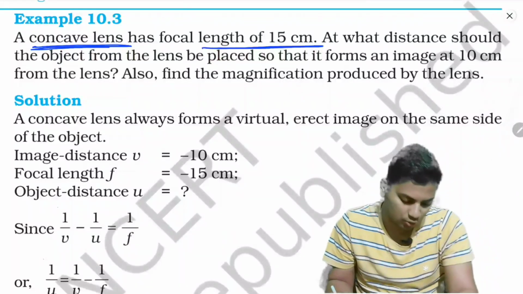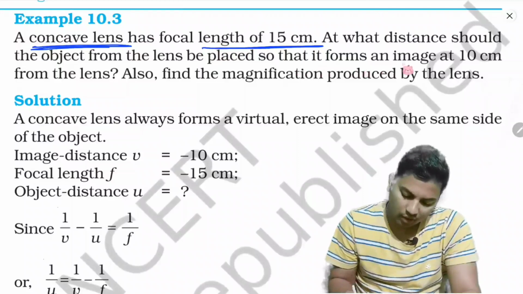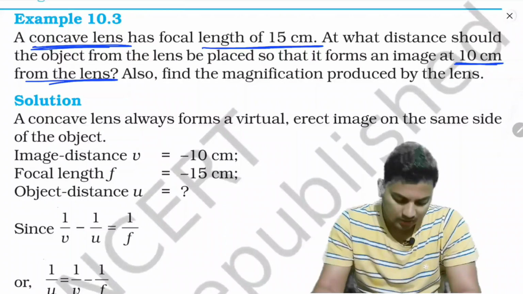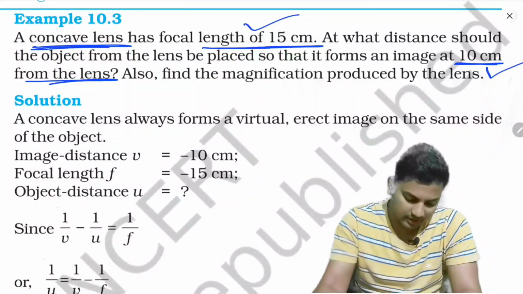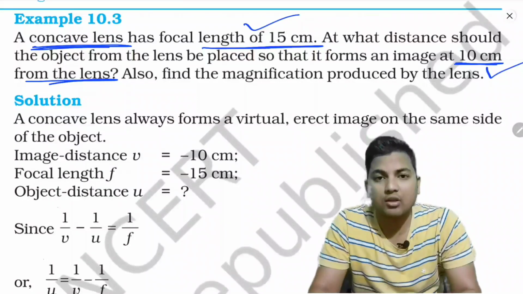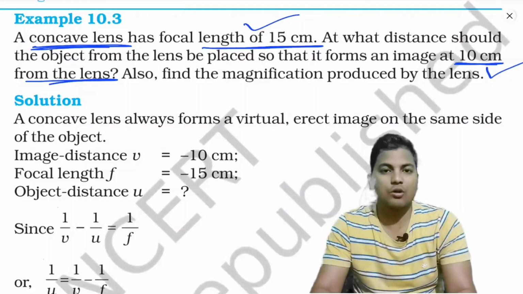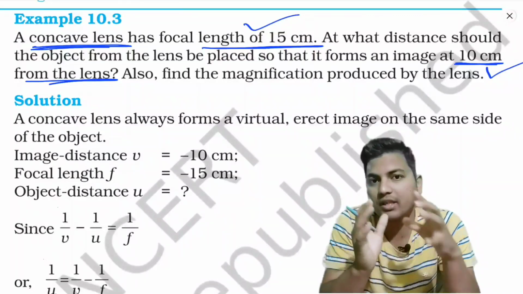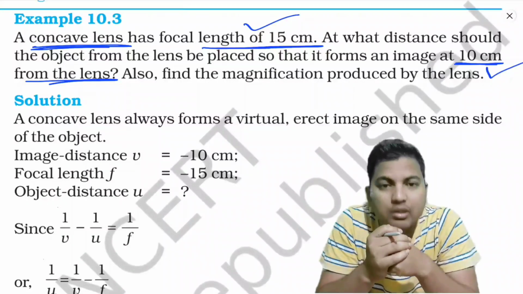A concave lens has a focal length of 15 centimeter. At what distance should the object be placed from the lens so that it forms an image at 10 centimeter from the lens? Clear? That means here the focal length is given, and here it is 10 centimeter. This is given as what? Image distance. And the question asked here is about what? About object distance. So in this question we will be finding the object distance, that is where the object will be placed to get an image at a distance of 10 cm from the lens.